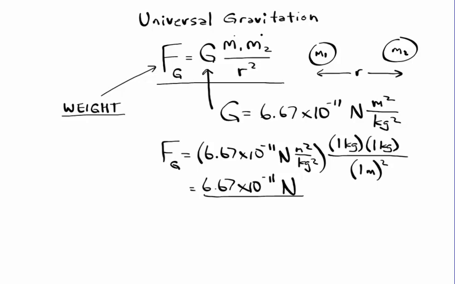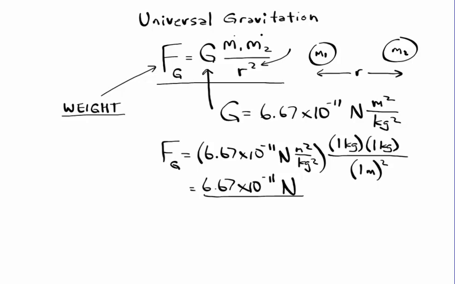It's important to notice that the distance is squared in this formula. One of the consequences of that is that the force of gravity falls off with distance very rapidly. If I double the distance between two objects, I will have 1/4 the force. If I triple the distance, I'll have 1/9 of the force.